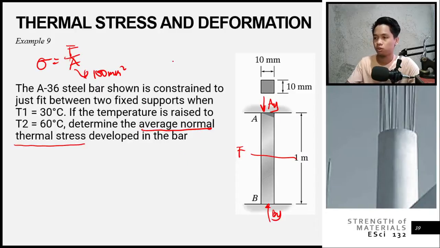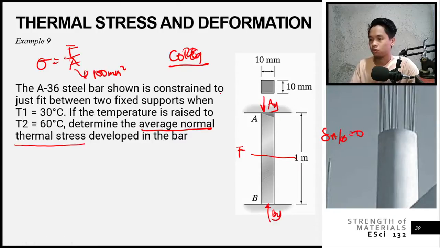Here, I will be using the compatibility method. Meaning, we will start with the compatibility condition. We know that since the bar is constrained, the final deformation should be 0. The final deformation of A with respect to B, or the other way around, should be equal to 0. If I am going to use compatibility, I will be using a redundant force. You need to treat it as a redundant force.